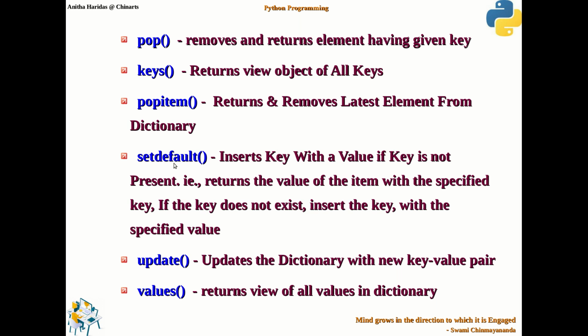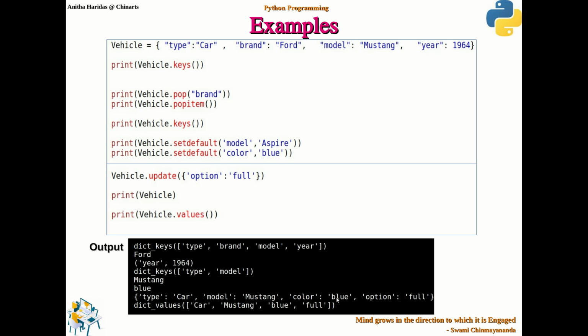Then setdefault will check whether the key is present. If the key is present, the value will be returned. Otherwise, it will insert the key with the specified value. Update will update the dictionary with a new key-value pair, and values will return the view of all values in the dictionary. Right?